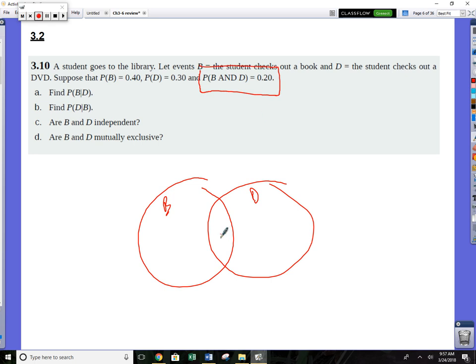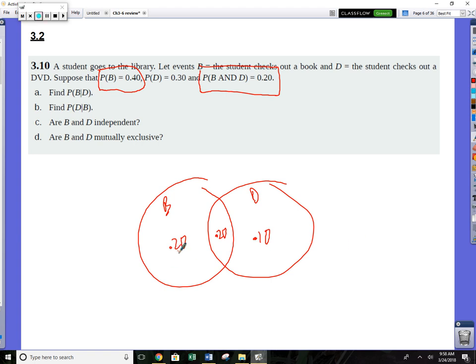So this overlap, there's 20%. Alright, so the chances that you run into a kid that checked out a book is 40%. So 20% live here, 20% live here. Chances of them checking out a DVD is 30%. 20% of them live here, so 10% of them live here.